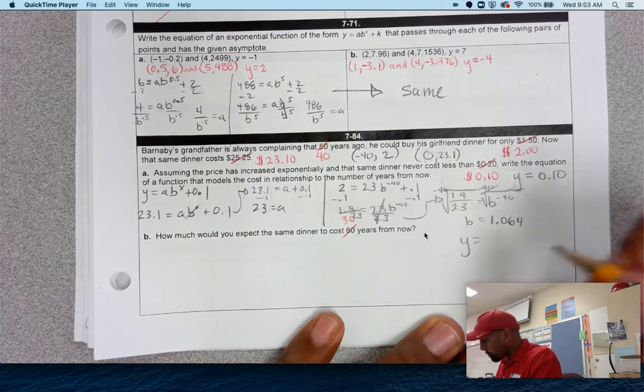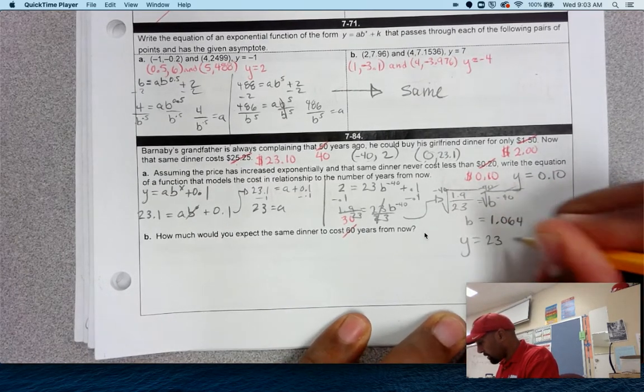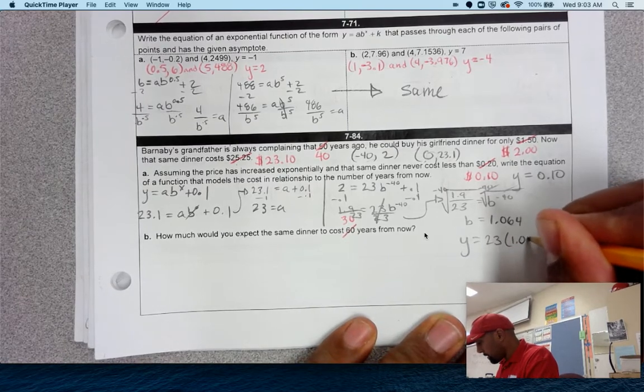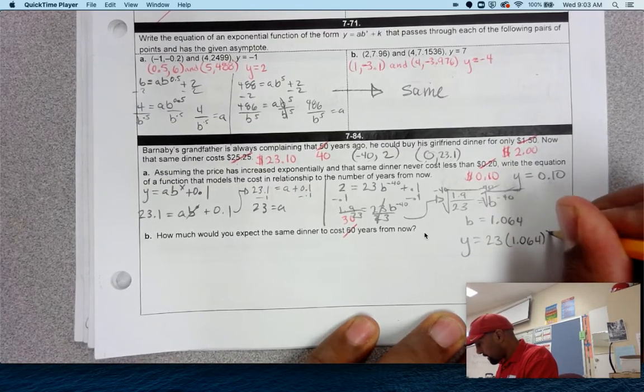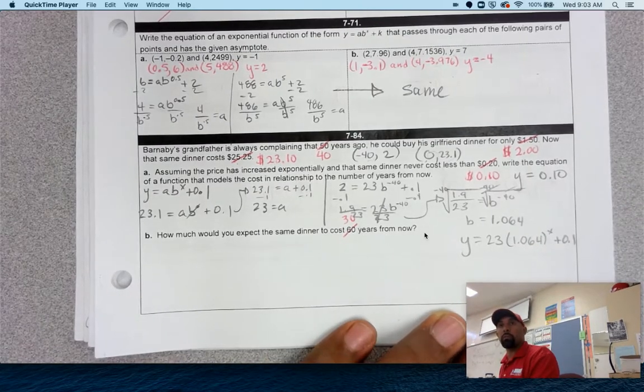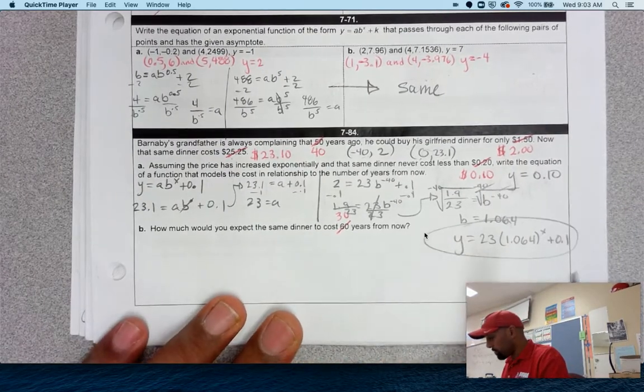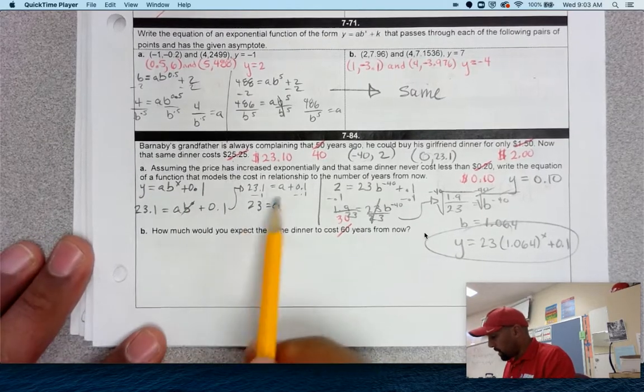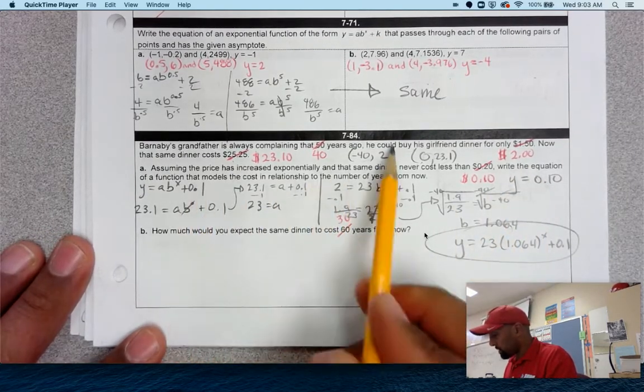Okay, so now the A value is 23. The B value we'll put in parentheses, raised to the x power plus the 0.1. Okay, there is our equation for the first step. All right, so that was the equation that models this situation.